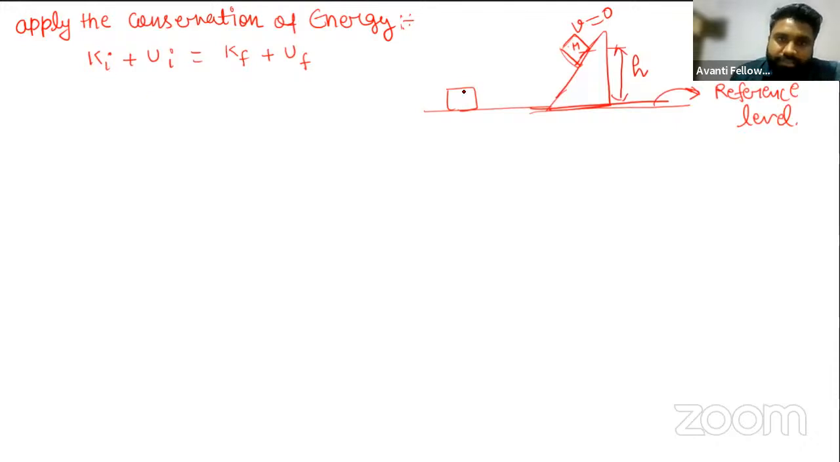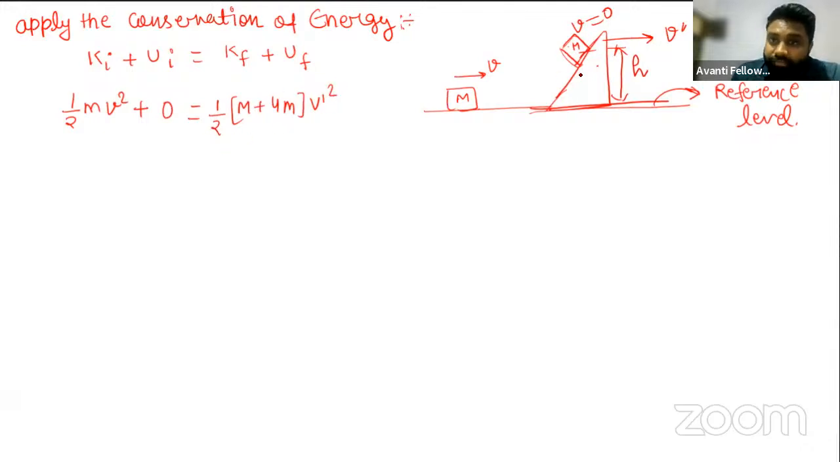Initially, this block of mass m is moving with a speed of v. So initially, the kinetic energy will be 1 by 2 mv square, plus the potential energy becomes zero because it is on the reference line. There is no height achieved by this particle at this instant. Now finally, the final kinetic energy will be 1 by 2 times m plus 4m moving with a speed of v dash square, because these two are moving with a speed v dash. Plus the potential energy, which is mgh of this mass.